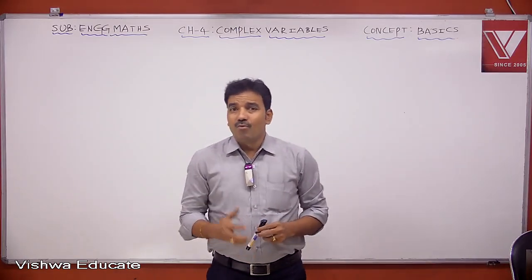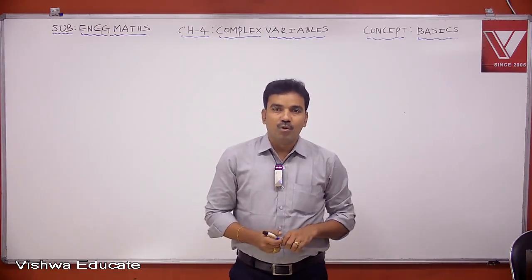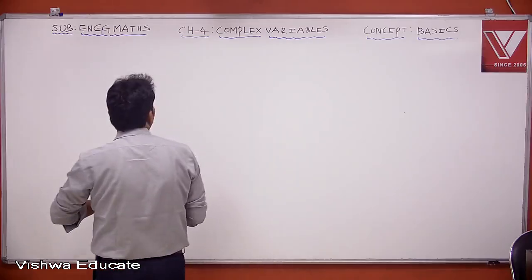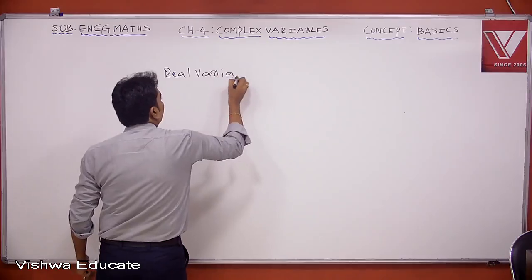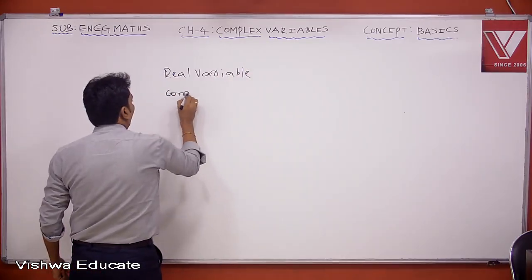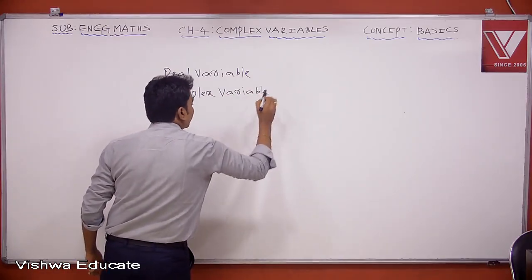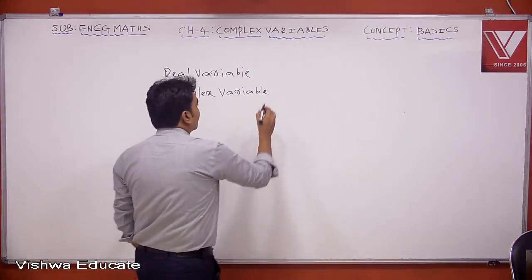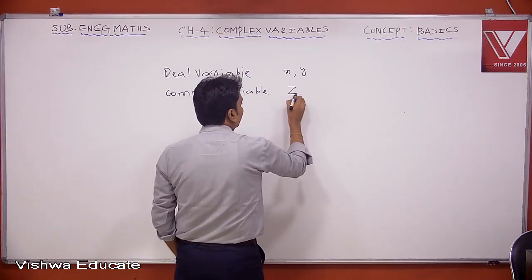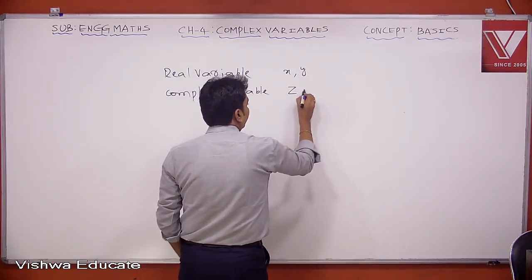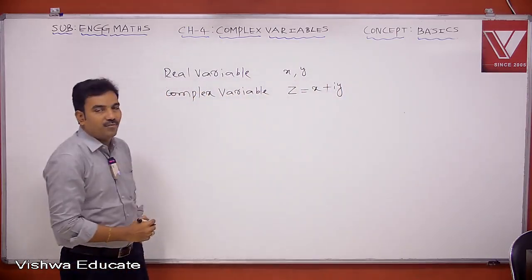Suppose when you take variables, in the mathematics world we have exactly two types of variables. One is a real variable, and another one is a complex variable. Generally, real variables we can denote as x or y, but in case of complex variables they will be denoted as z. Basically, this z is nothing but a combination of two variables internally, that is x and y.